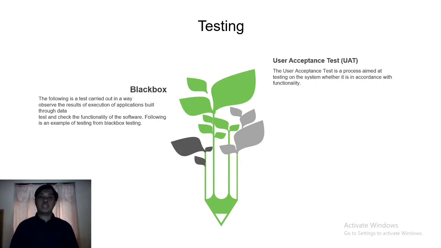Okay, next is testing. There are two parts, namely black box and user acceptance test. Black box is a test carried out by observing the results of execution of the application built through test data and checking the functionality of the software. Following is an example of testing from the black box testing. And user acceptance test is a process aimed at testing whether the system is in accordance with functionality.